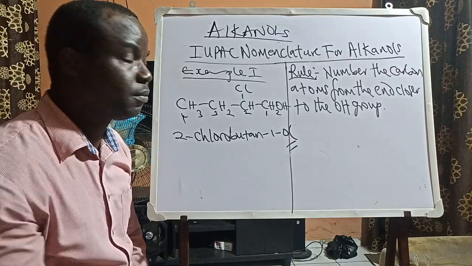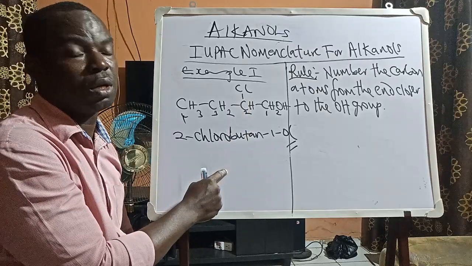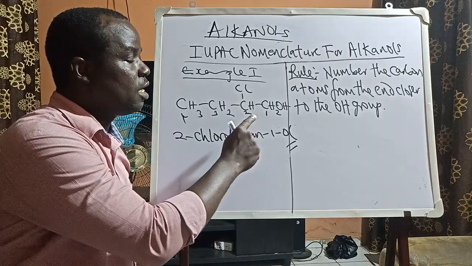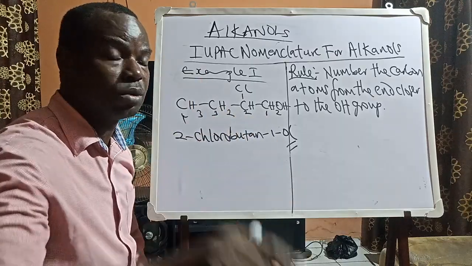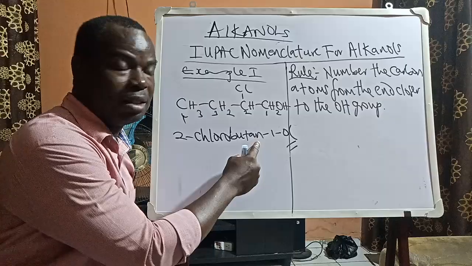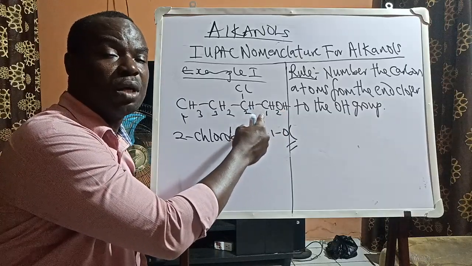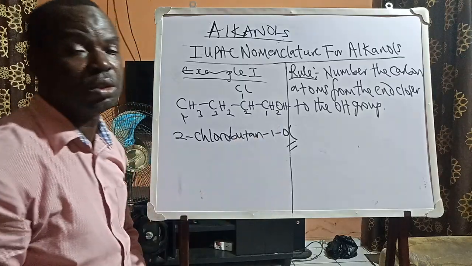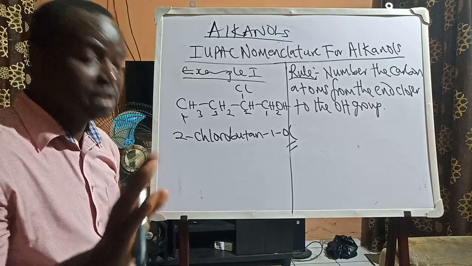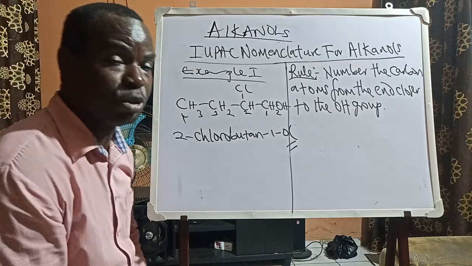So I take it again. The chloro belongs to carbon number 2. We call it 2-chloro. We have 1, 2, 3, 4, 4 carbon atoms here. So that is butan. Then we have the ol, which belongs to the first carbon atom. So it's butan-1-ol. Take note of that. Okay, this is the first example. And let me give you another one so we can digest this information.